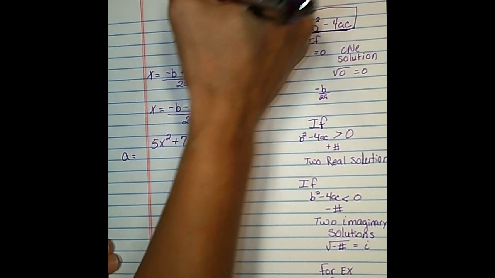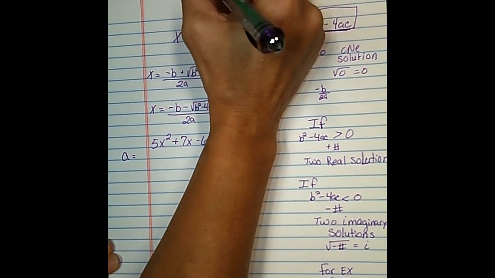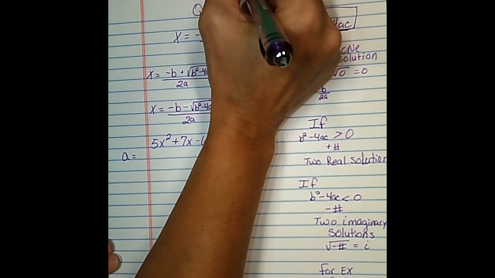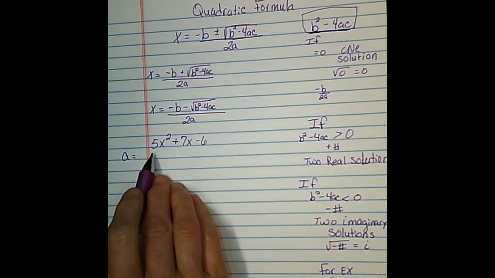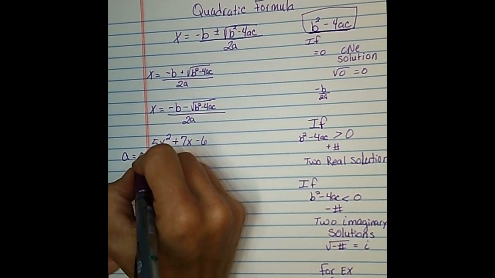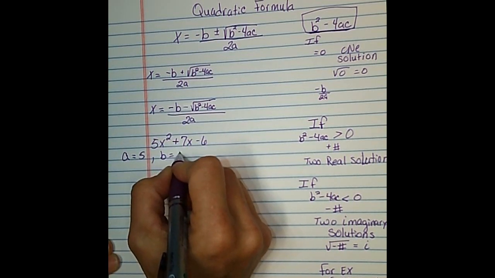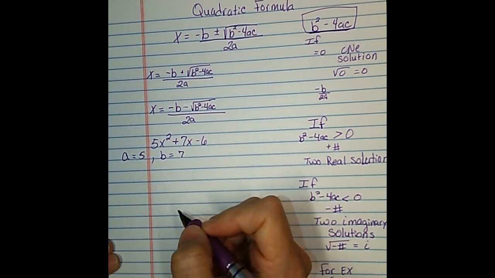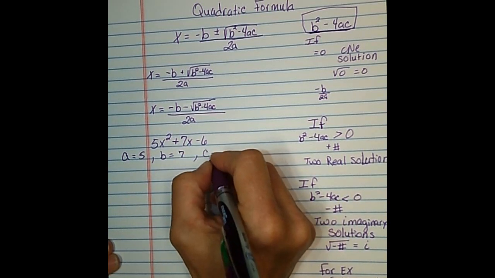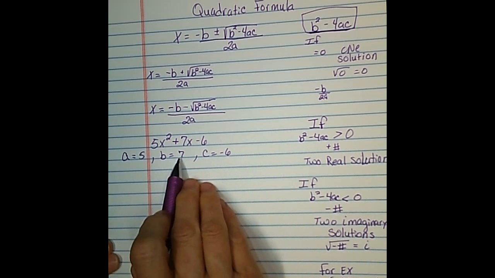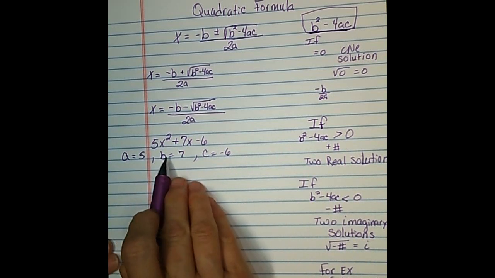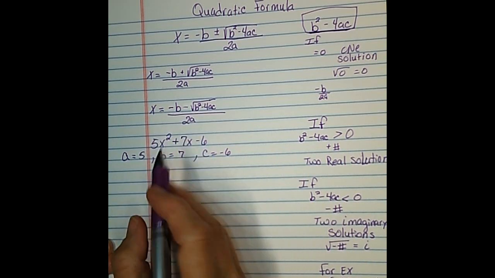I'm going to write here at the top of the page. A quadratic should be written like this, and it is. So I can tell what a is. A is 5. B is 7, and it's a positive 7, so there's no need to put the negative there. C is negative 6. It is important to have the negative signs with these because it can change our outcome.